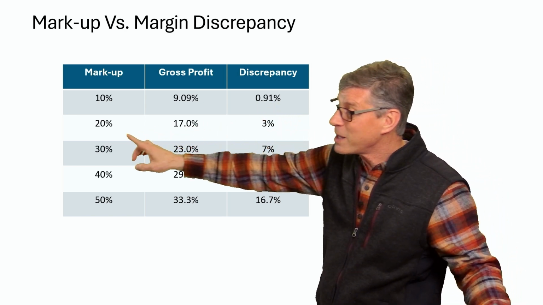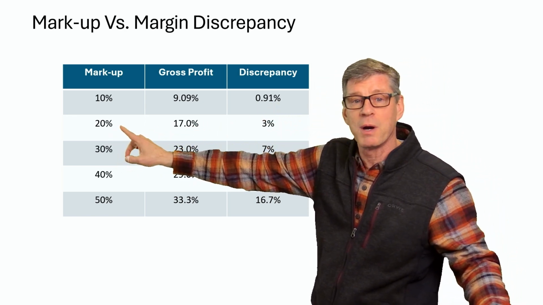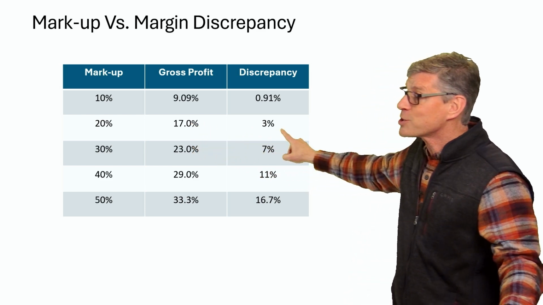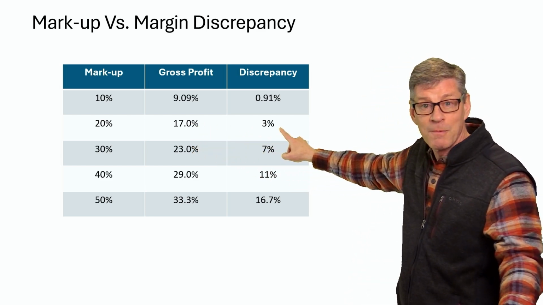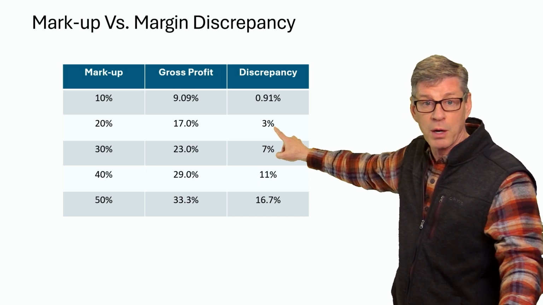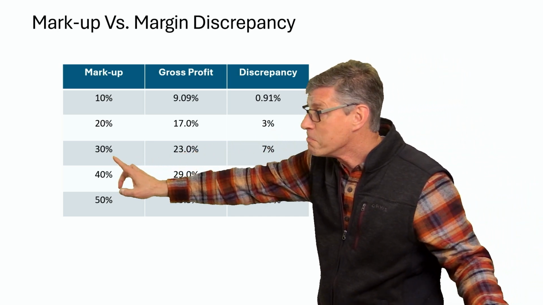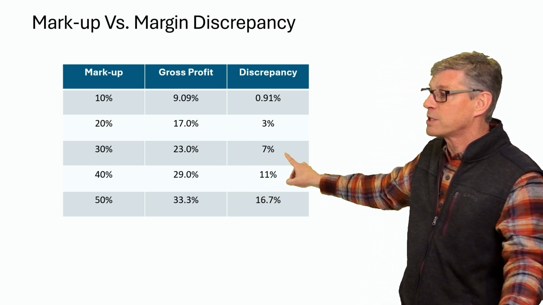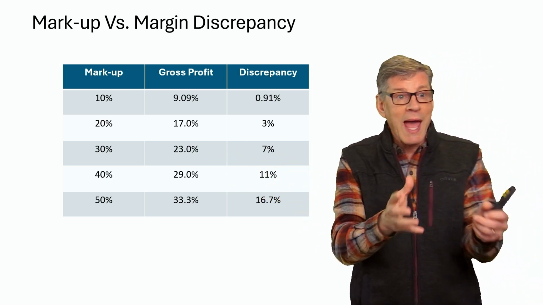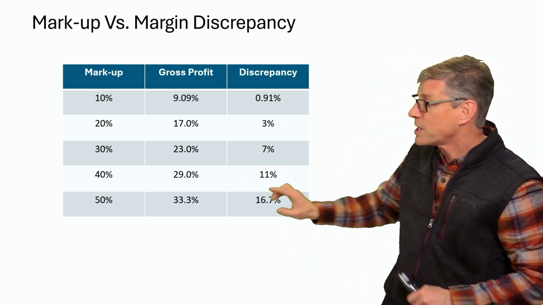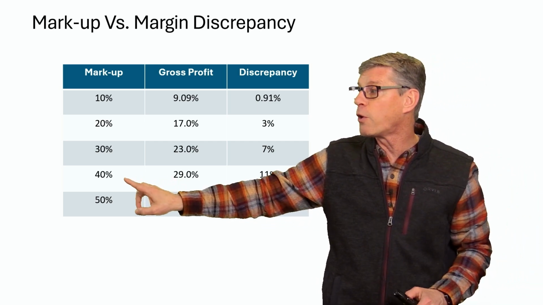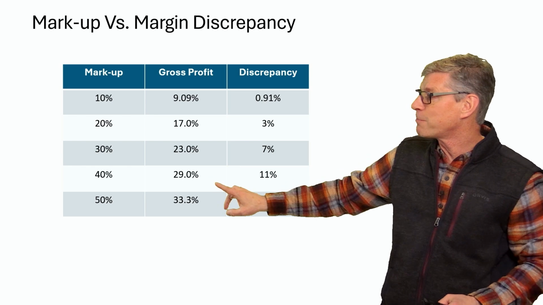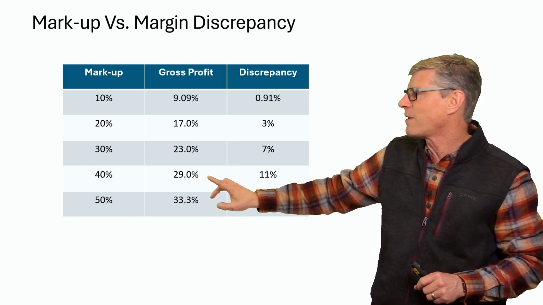But if we're at 20%, a 20% markup is only a 17% gross profit. Now our discrepancy is 3%. Spread that over $1 million or more. 30% markup is only a 23% gross profit. That's a 7% discrepancy. The example we had in our sample profit and loss statement I showed you a minute ago, we were shooting for a 40%. Well, 40% markup is only at 29% profit, technically 28.75, right?